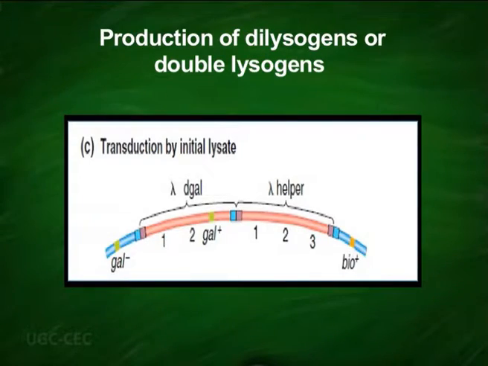Now what will happen if this abnormal phage infects another bacterial cell? So what will happen when it infects another bacterial cell? Say, suppose two kinds of phages attack a normal cell.